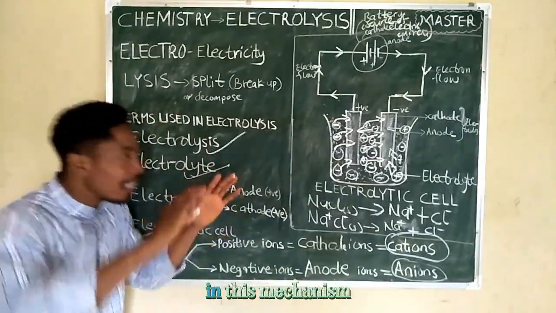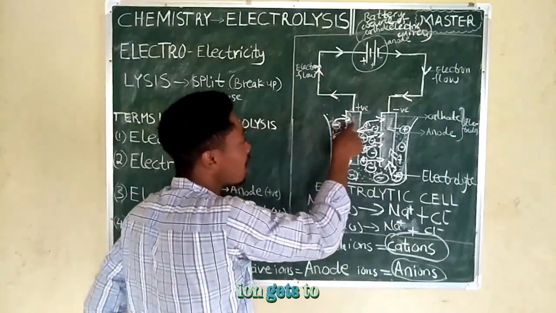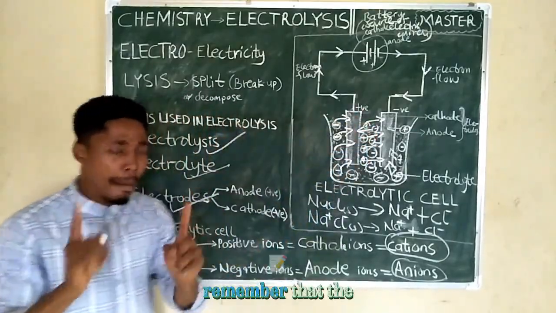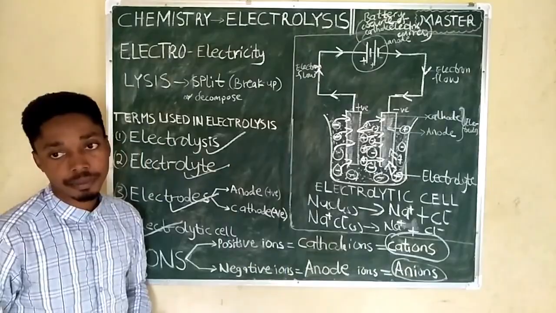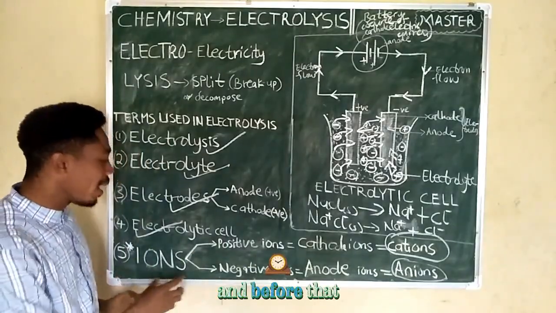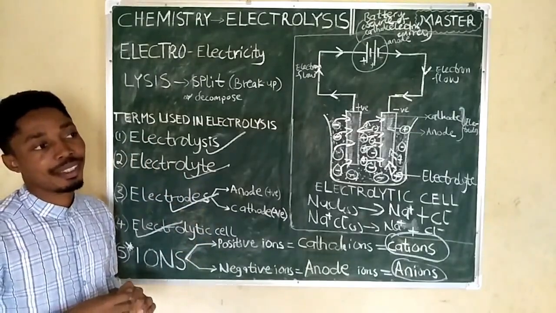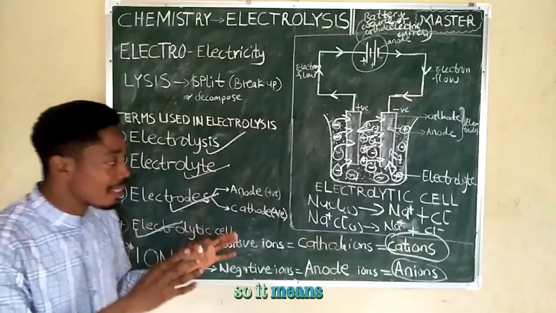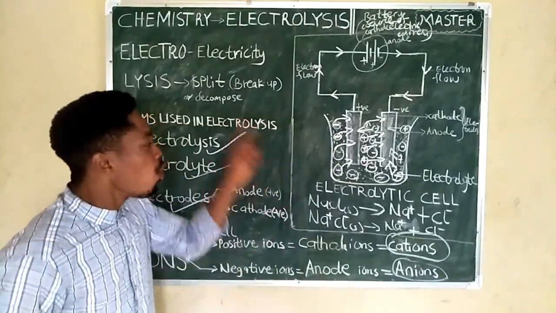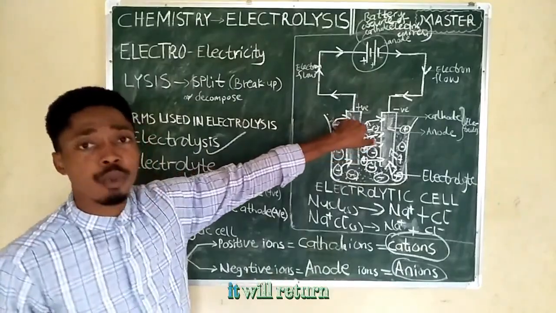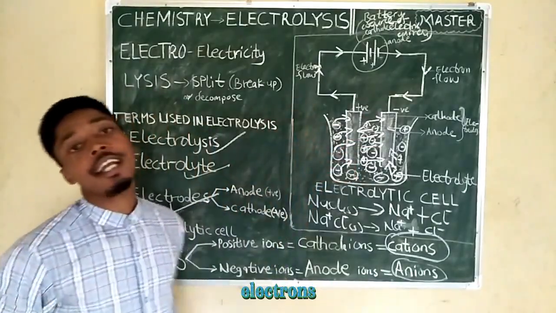In this mechanism of electrolysis, when the negative ion gets to the anode, remember that the negative ion contains more electrons. And before that ion became an ion, it gained electron. So it means that this negative ion has to return back to its ground state. When the negative ion is attracted to the anode, it will return back to its ground state. How will it return to its ground state? It will return to its ground state by losing electrons.